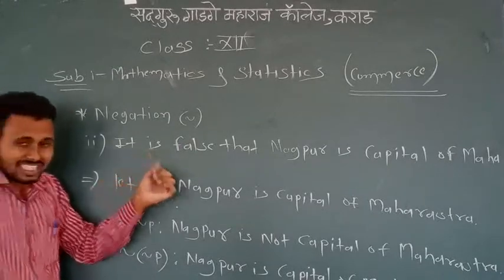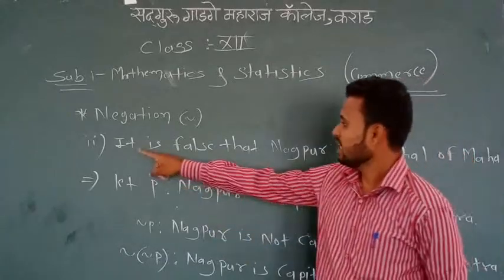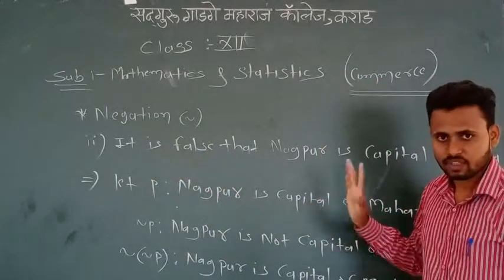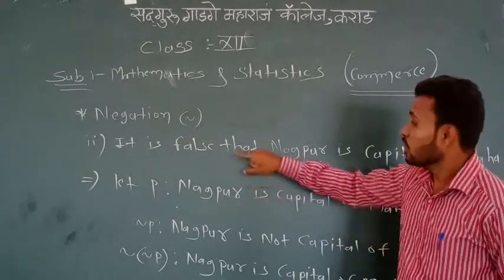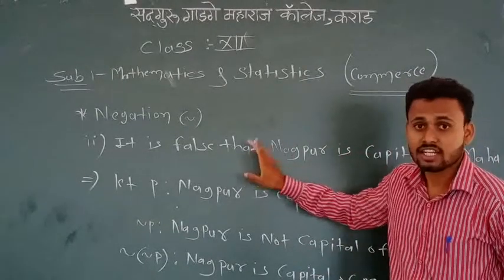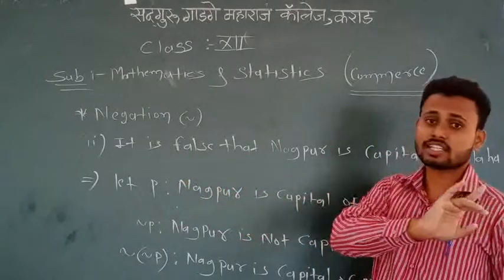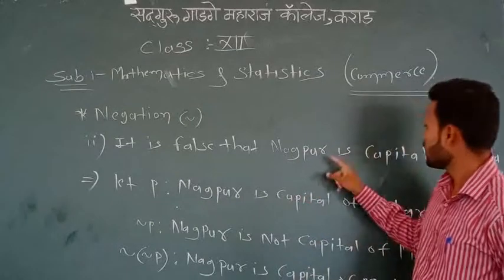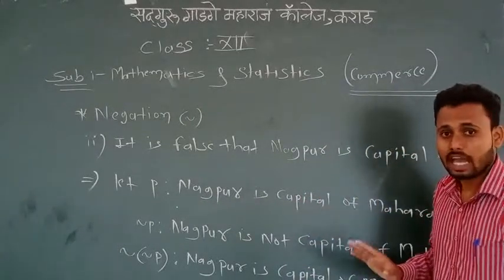What was the question? Write the negation of the following statement. Statement: it is false that Nagpur is capital of Maharashtra. This was the statement, but we have to find the negation of that statement. But this statement is already a negation. Therefore we can't consider a negation statement. So in the solution I said: let P denote Nagpur is capital of Maharashtra, the main statement.